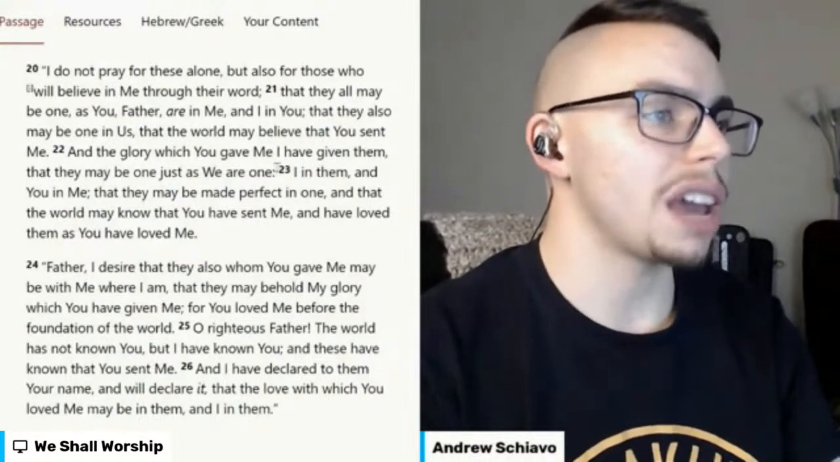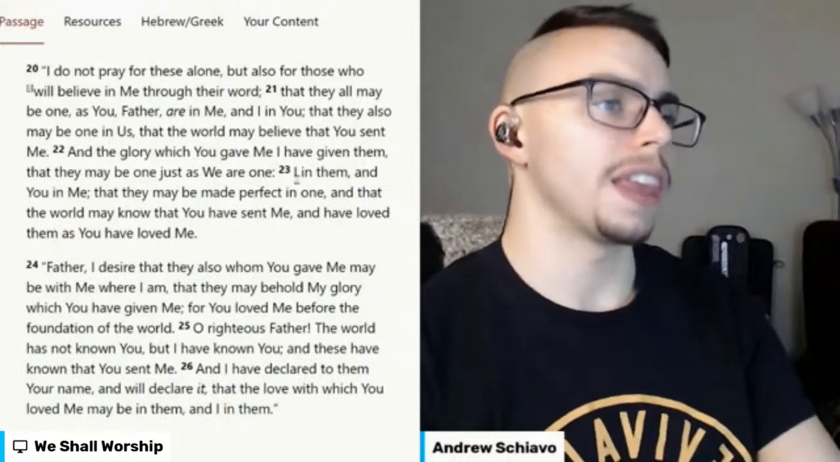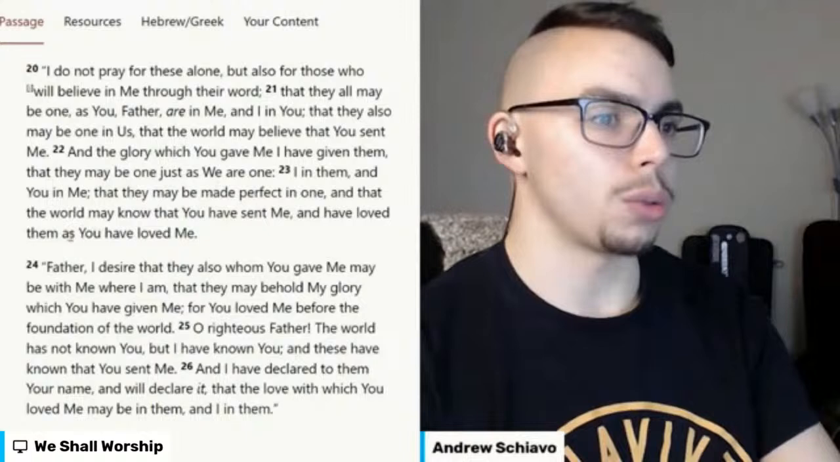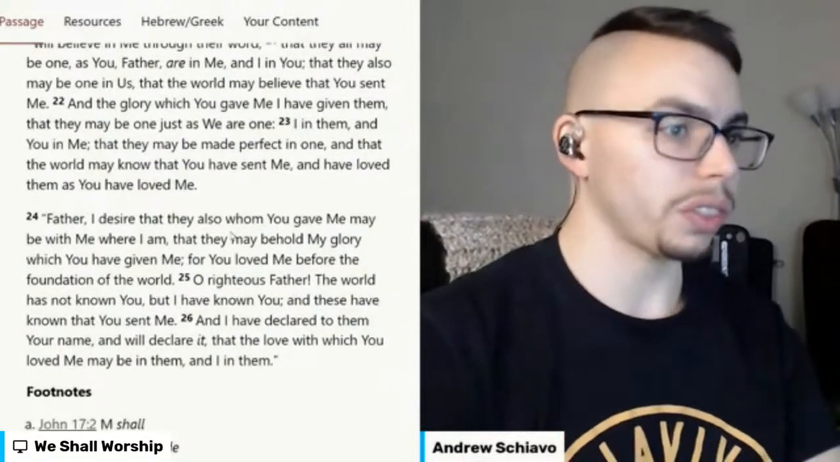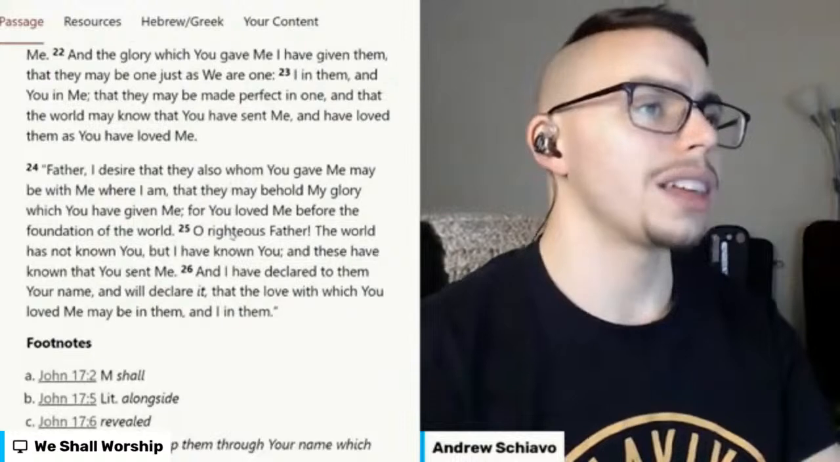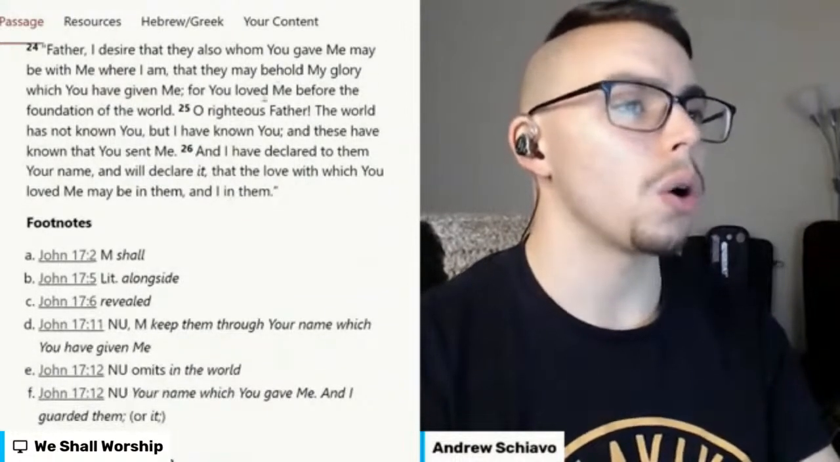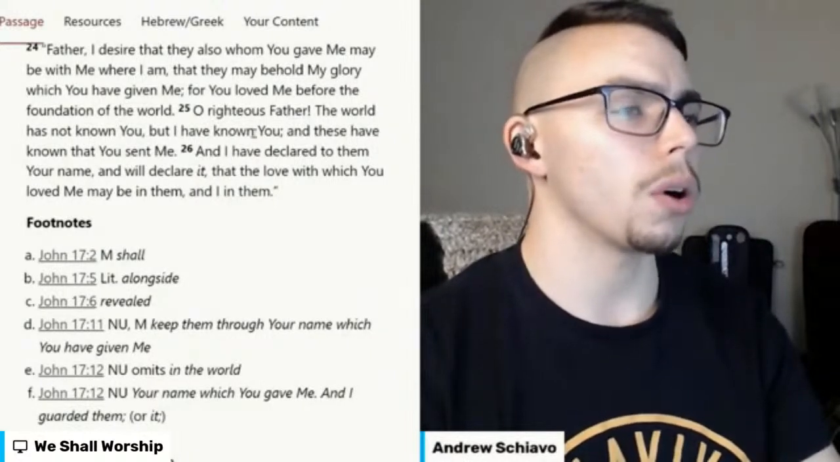And the glory which you gave me, I have given them, that they may be one just as we are one. I in them and you in me, that they may be made perfect in one, and that the world may know that you have sent me and have loved them as you have loved me. Father, I desire that they also whom you gave me may be with me where I am, that they may behold my glory which you've given me, for you loved me before the foundation of the world.